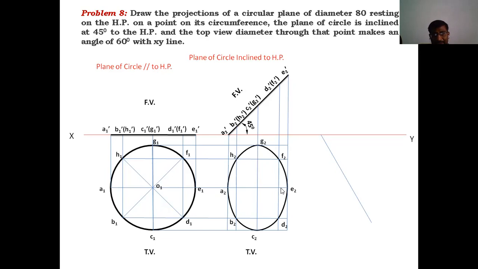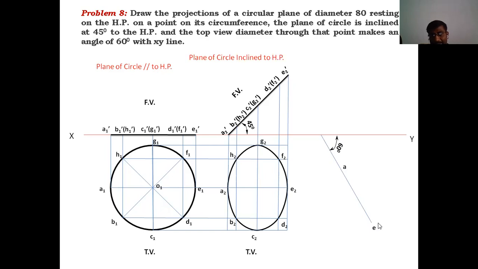So rotate this A2 E2 at an angle of 60 degrees to XY. So for that, draw a 60 degrees line and locate point A somewhere on that inclined line, and locate point E at a distance equal to the top view diameter. This A to E2 length is equal to AE.